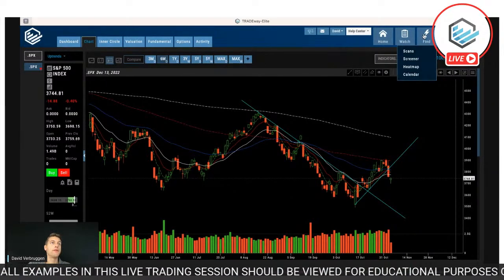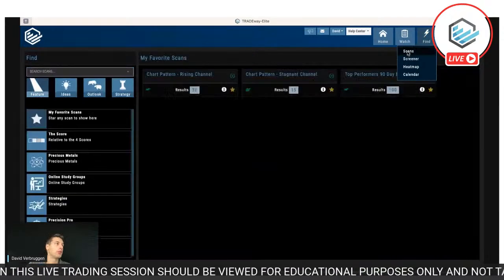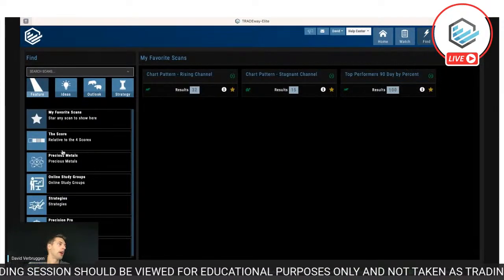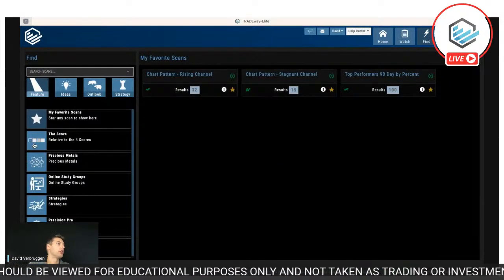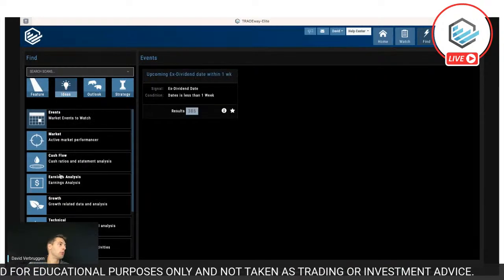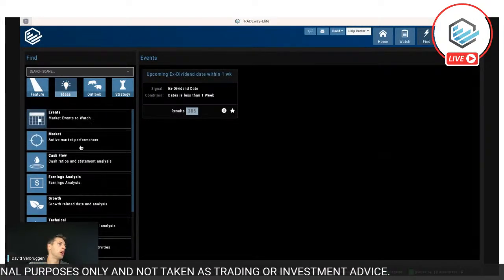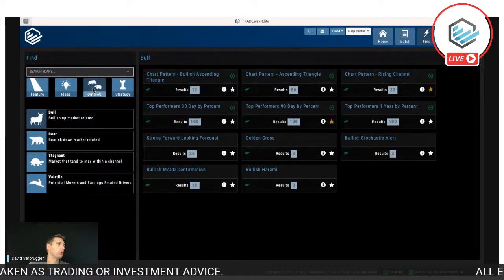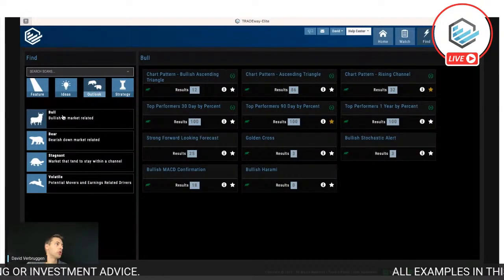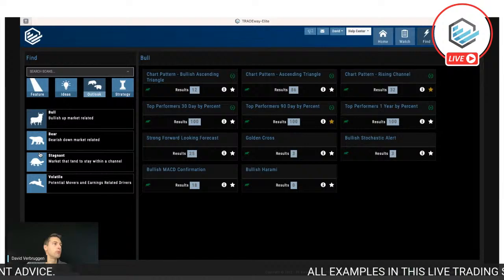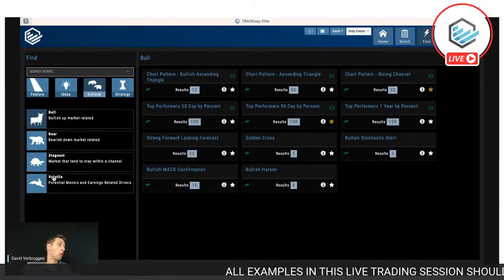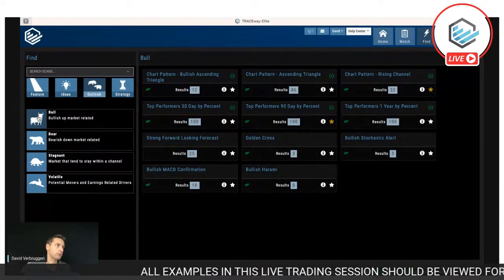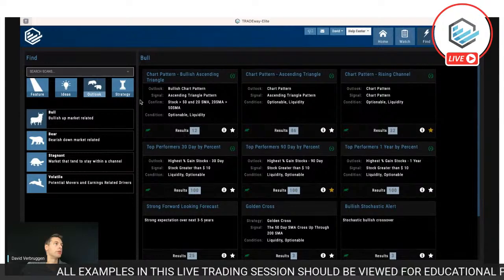I'm going to come up here to the Find tab, and I'm going to choose Scans. Now, there are a multitude of different scans in here. It can almost be overwhelming. There's so much. But I like to keep it simple. I like to simply go to Outlook. When you go to Outlook, you can look for bullish scans, bearish scans, stagnant, or volatile. Let's start off with bullish here.